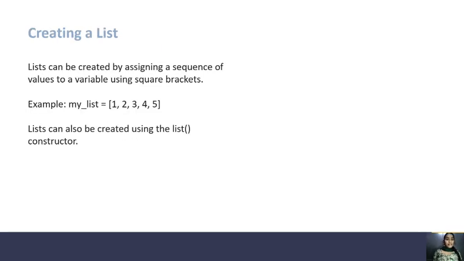Creating a list. Lists can be created by assigning a sequence of values to a variable using square brackets. Example: my_list = [1, 2, 3, 4, 5]. Lists can also be created using the list() constructor.